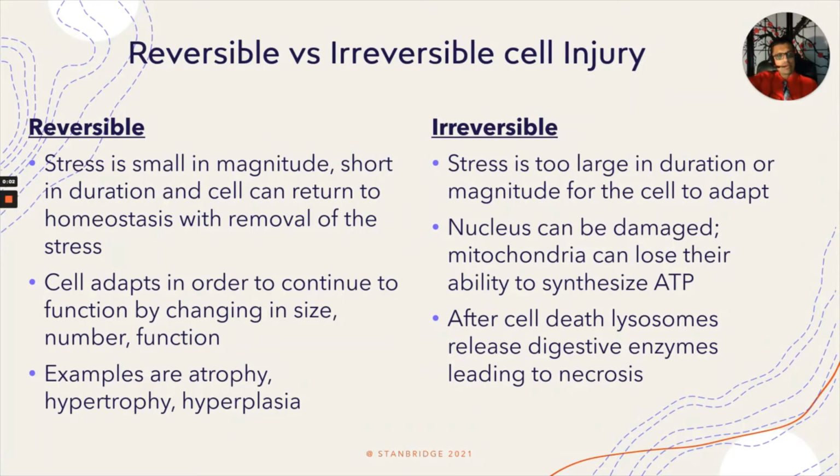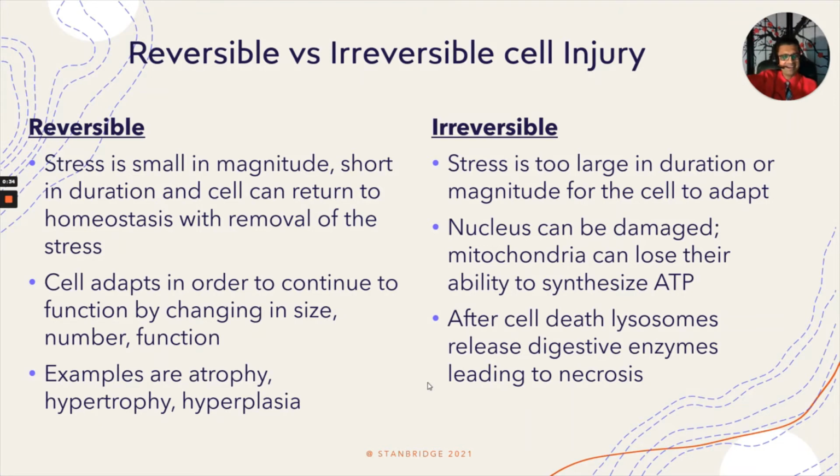Talk about reversible versus irreversible cell injury. Now, reversible stress is small in magnitude, short in duration, and the cell can return to homeostasis with removal of the stress. So the cell adapts in order to continue to function by changing in size, number, and function. Examples are atrophy, hypertrophy, hyperplasia. You work out, you put some stress, boom, you're going to get some bulk. I have the guns on safety right now, so don't worry, they're not going to bulge out right now.